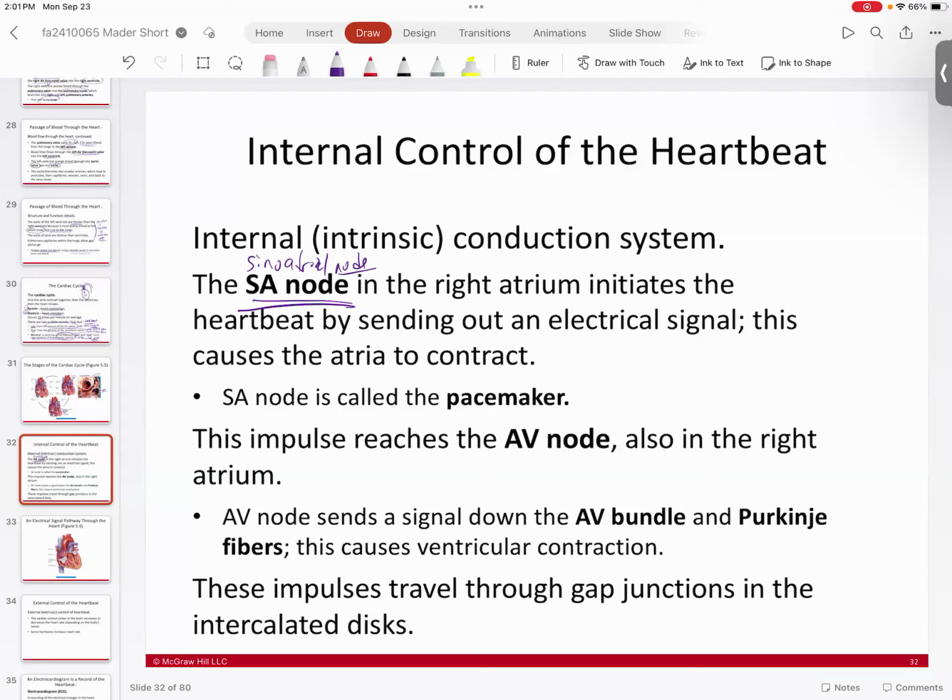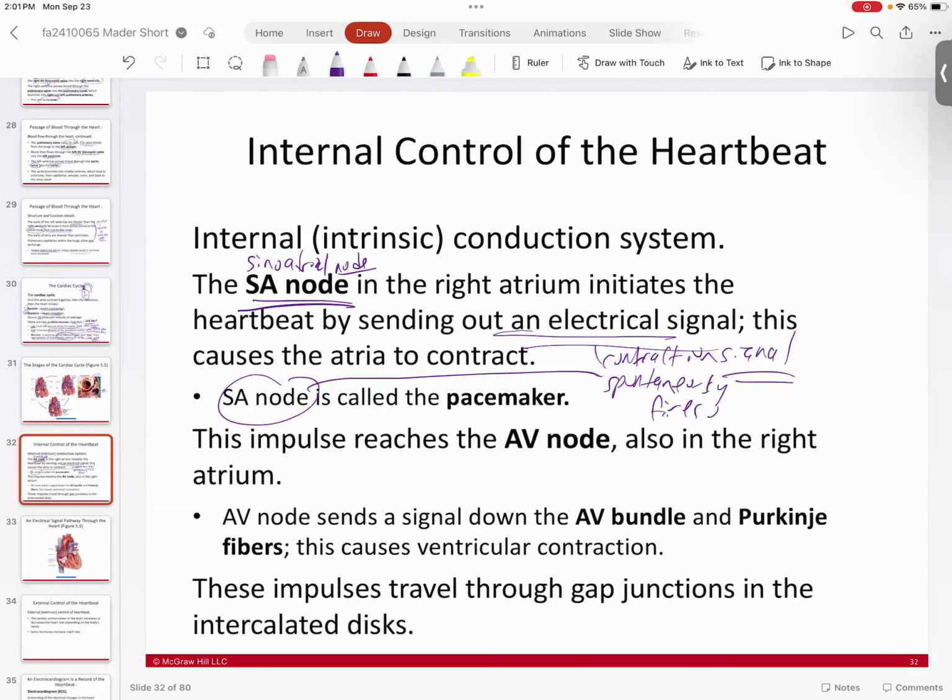Now, what these guys are, these are muscle cells. These are a special type of muscle cells, and their job is to send out an electric signal, which is the contraction signal, to the rest of the heart. Not only that, but the SA node spontaneously does this. So it spontaneously fires each contraction.